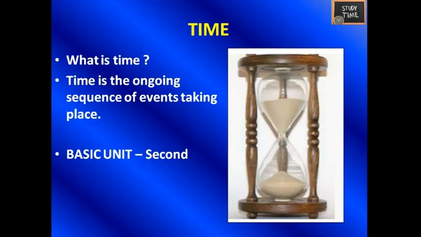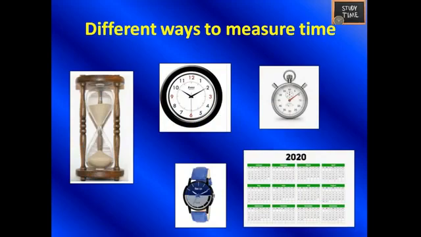There are many units for time. They are seconds, minutes, hours, days, weeks, year. But the basic unit of time is second. These are the different ways used to measure time. Here in this slide I have given few ways. So first picture says it is sand clock. This is used in ancient days. Next is wall clock, stopwatch or normal hand watch and calendar.